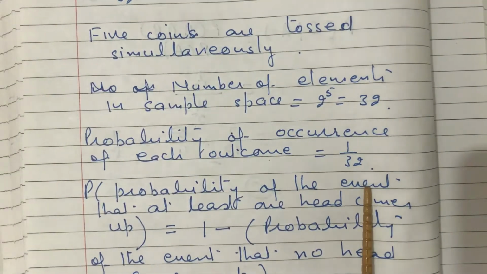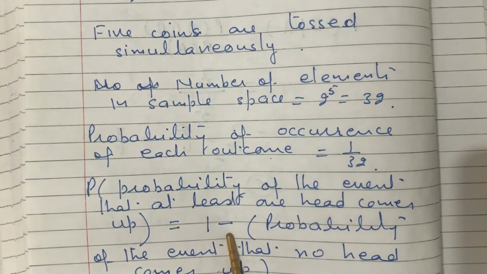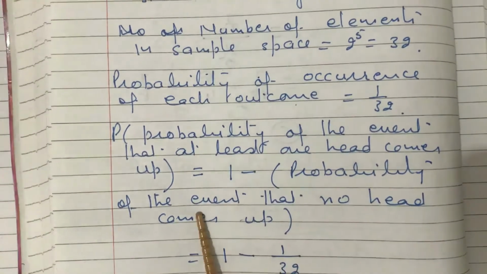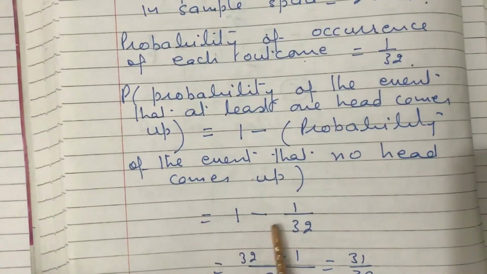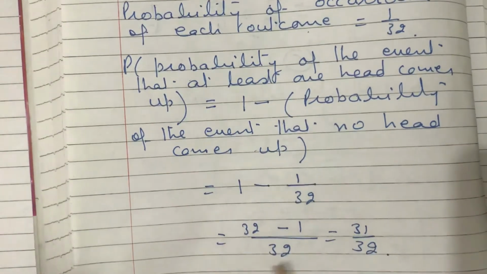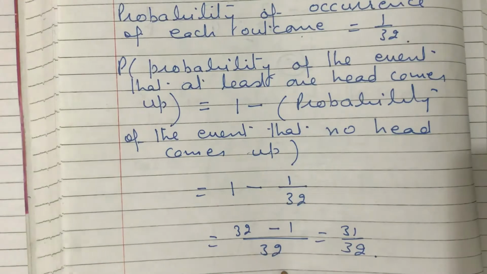Probability of the event that at least one head comes up is equal to 1 minus probability of the event that no head comes up. So it is equal to 1 minus 1 by 32, that will come out to be 31 by 32. So C is the option.